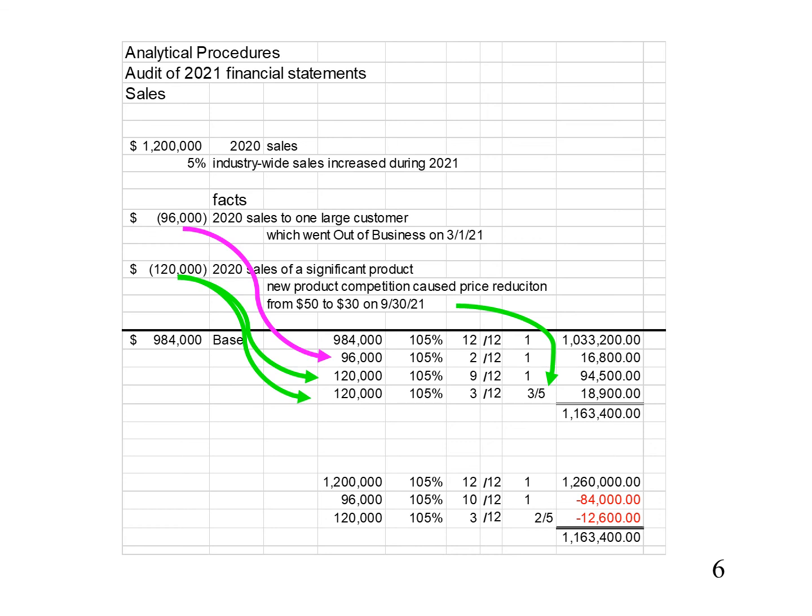And the $120,000 product, I'm going to split into two. The first 9 months, fine, everything's good. The last 3 months, they had to reduce the price. So I do that by 3/5. I wanted it to be 30 over 50, but Excel reduced my fraction. So I'm going to project that I think the sales should be $1,163,000.